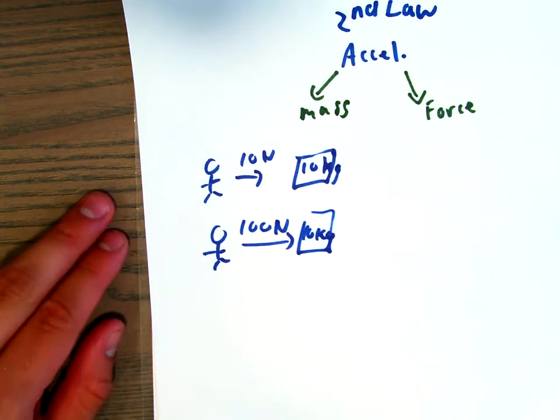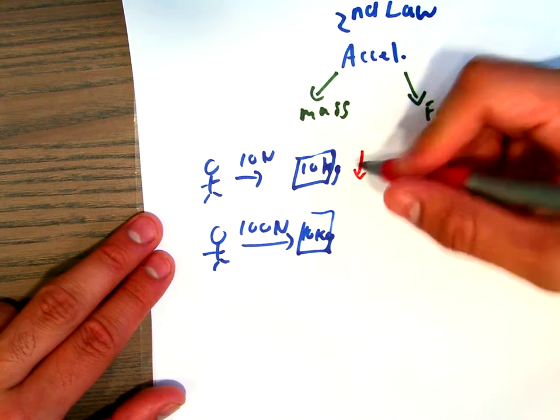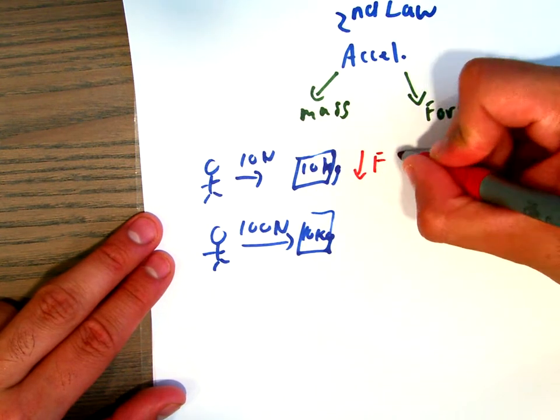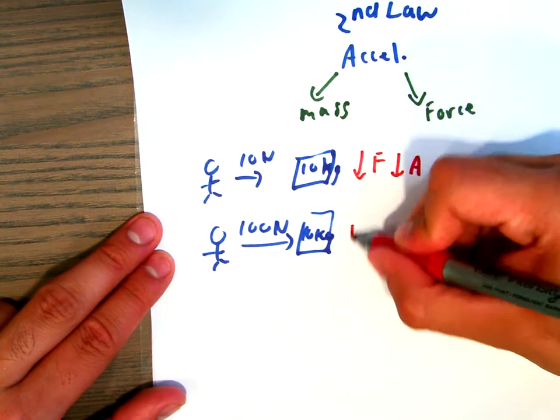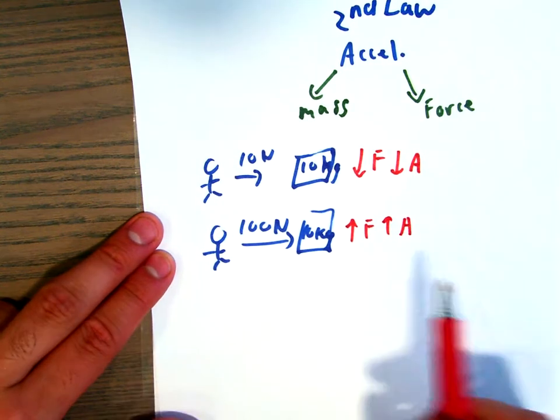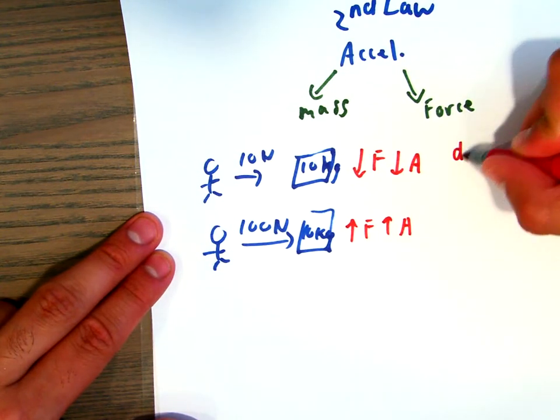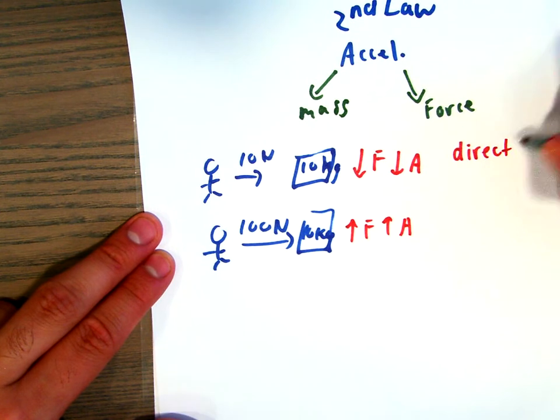Okay, so we've seen in our simulations, and we've kind of seen this in real life, that when you put a larger force on something, it's going to have a greater acceleration, right? So when something has a small force, you're going to have a small acceleration. But when we have a large force, we have a large acceleration. When one goes up, the other goes up. When one goes down, the other goes down. This is what we call a direct relationship.